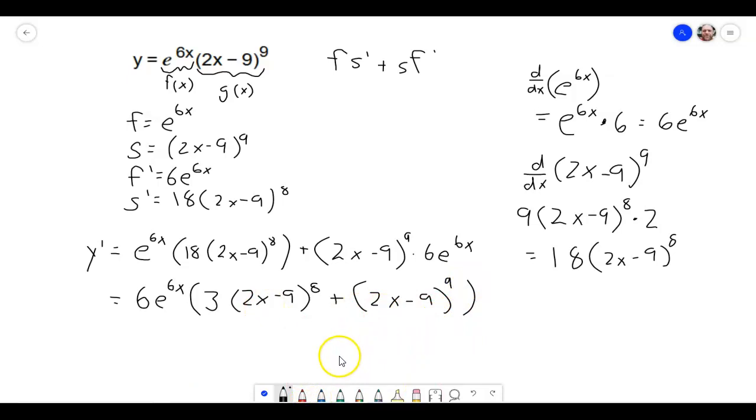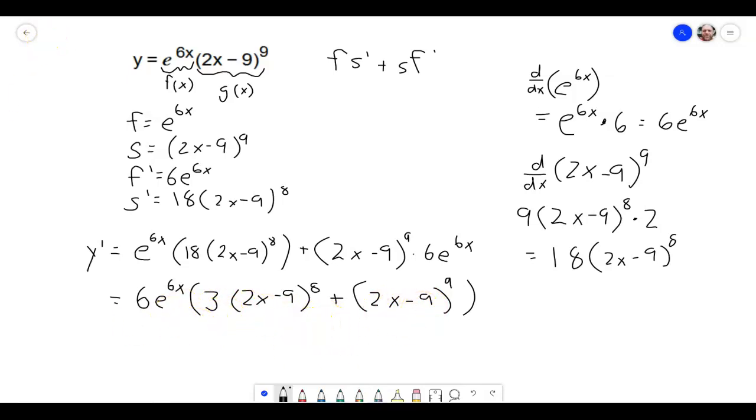If you have any questions, please let me know. Well, looks like I can probably go a little bit farther on this. I can actually pull out a 2x minus 9 raised to the 8th power from both of those as well. And then you'll just have a 3 plus 2x minus 9. And you can do that as well.